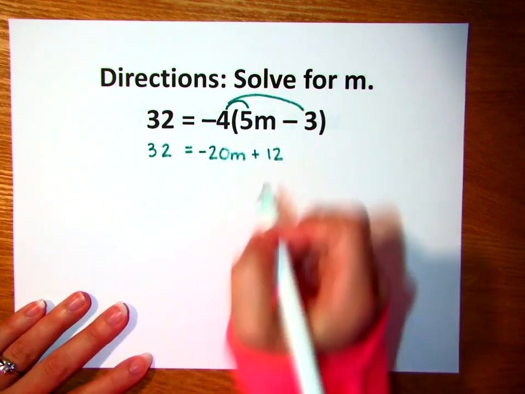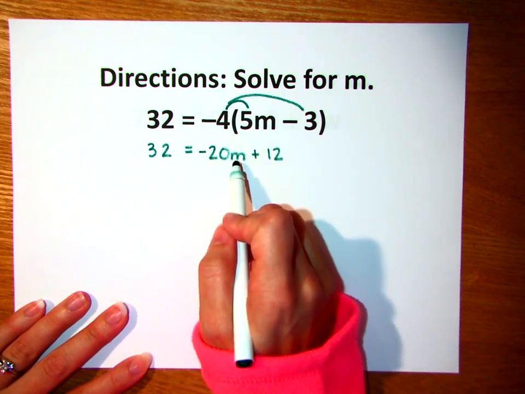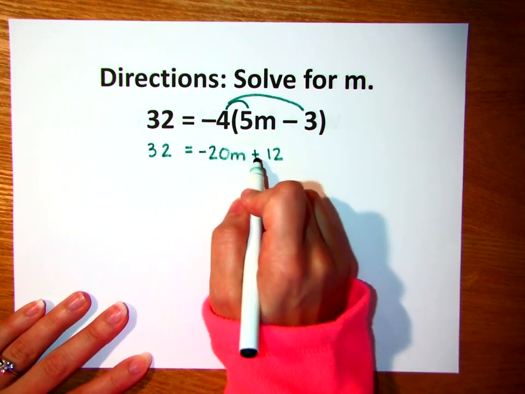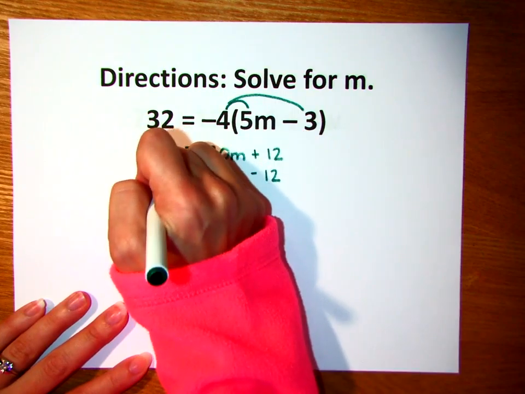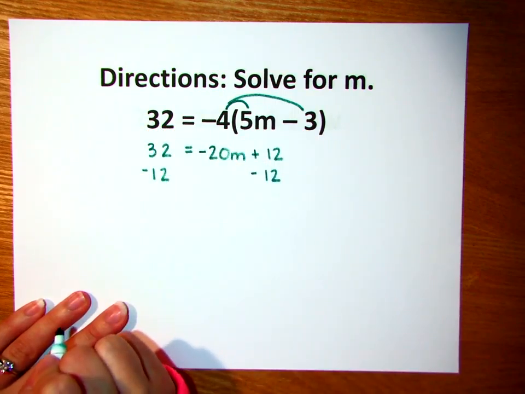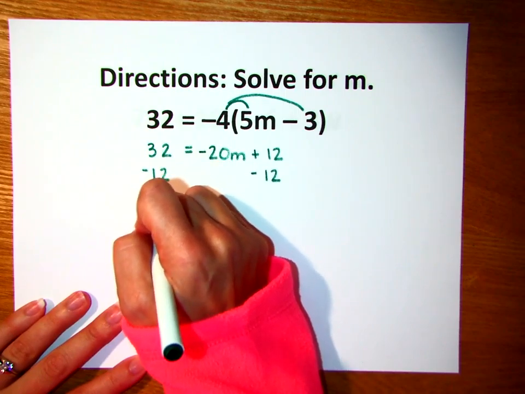From here, we now want to move this 12 to the other side, because remember, wherever your variable is, you want to add or subtract the constants away from it. So the opposite of adding 12 will be to subtract 12 from both sides. When you do, 32 minus 12 is going to leave you with 20.